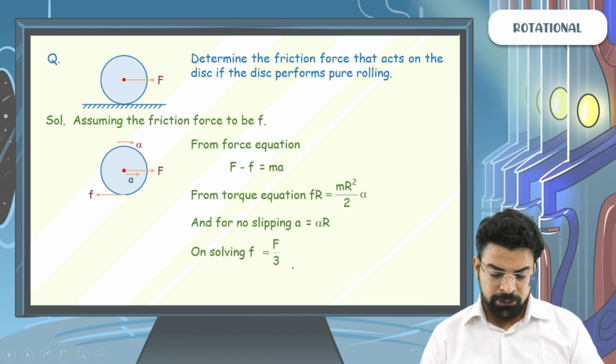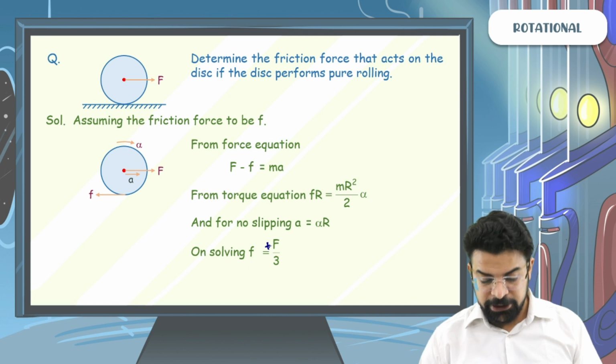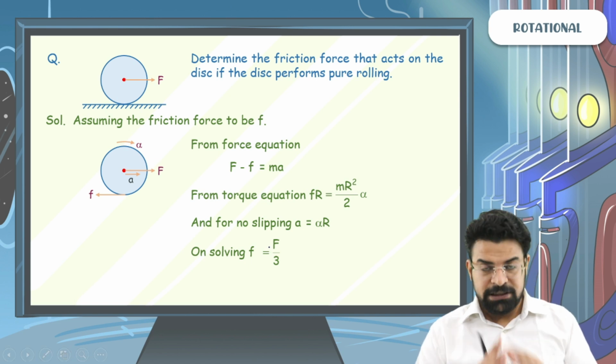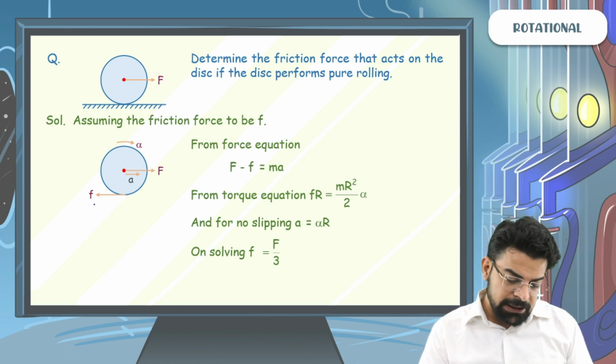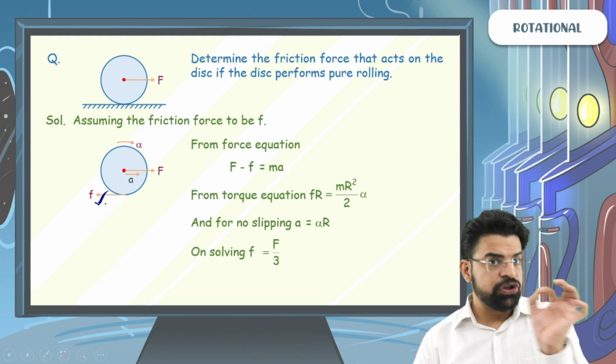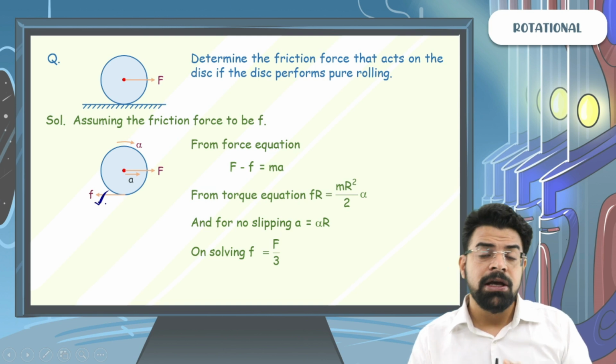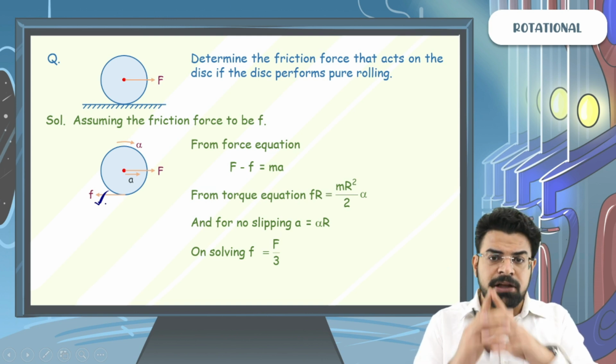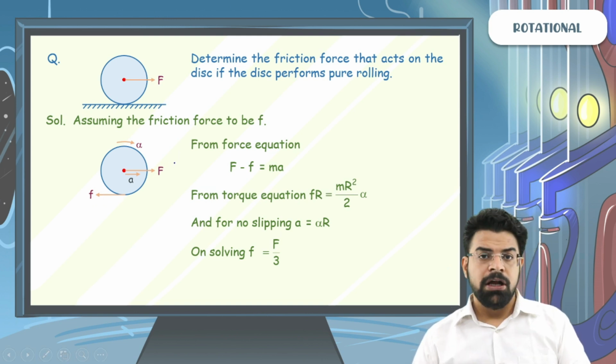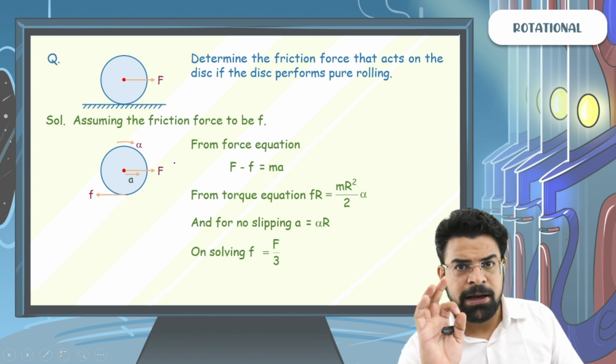But one thing here: we got plus F by 3, not minus F by 3. Since we got plus F by 3, it means that the direction we have chosen for the friction force is right. In this case, the friction force will act in the backward direction and it will have a magnitude of one third of the applied force. Let's practice one more question of the same type to understand.